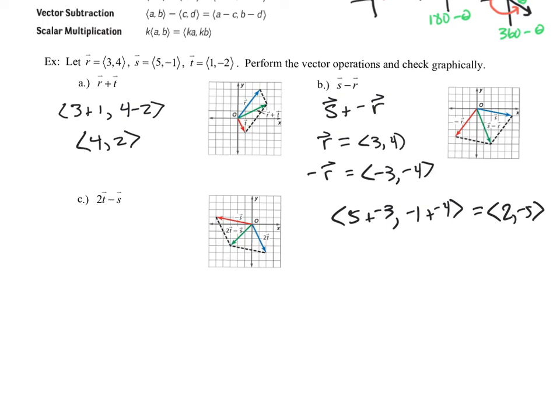Okay, let's take a look at one more example. Now this one we're going to use scalar multiplication. So we're going to take 2 times vector t. Let's just write down first what that would be. 2 times vector t, we simply double the components of vector t. So if t is 1, negative 2, then 2 times vector t would be 2, negative 4. And then let's also jot down what the opposite of vector s would be. That's just the opposite components of s. So if s is 5, negative 1, then the opposite of s would be negative 5, positive 1.